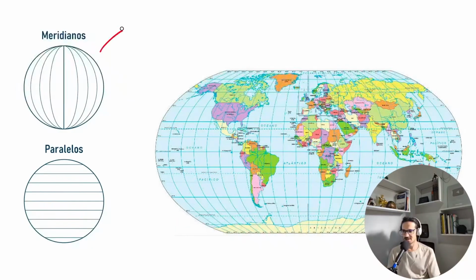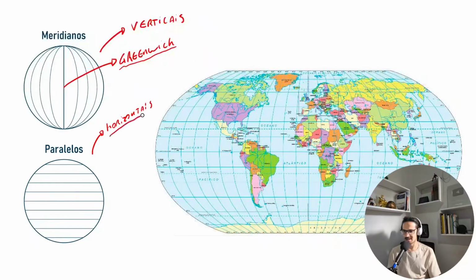What are meridians? They are these vertical lines. You already know this. They are the vertical lines, and the meridian here in the middle is the well-known Greenwich meridian. The handwriting is a bit messy, but this is just to review things you already know. And we also have the parallels. What are the parallels? They are the horizontal lines. Horizontal. Ugly handwriting, but that's okay. It's just for explanation purposes anyway.